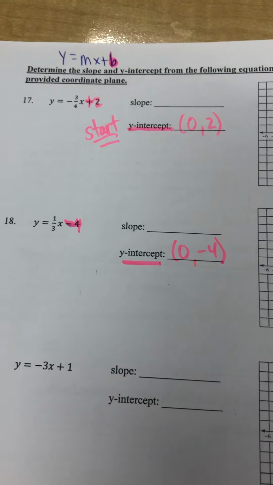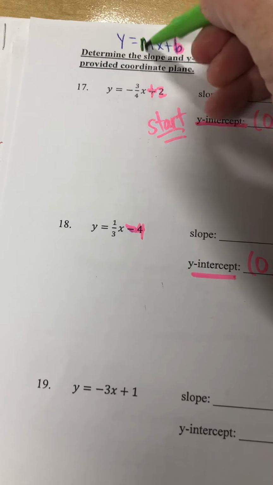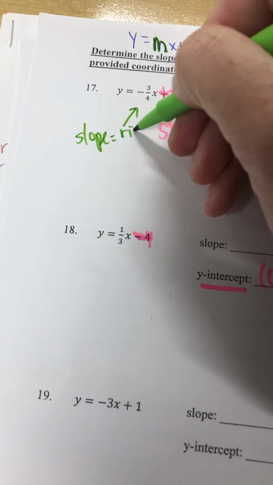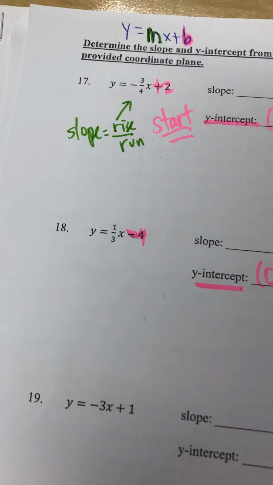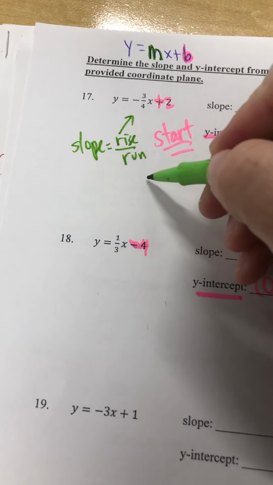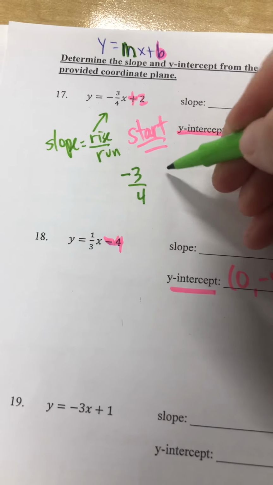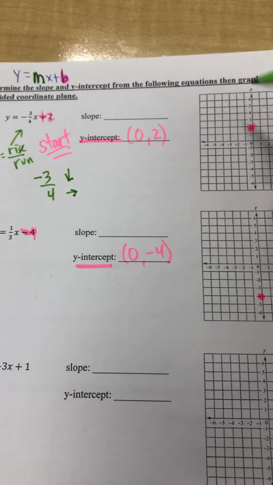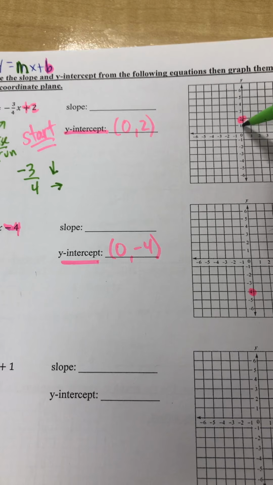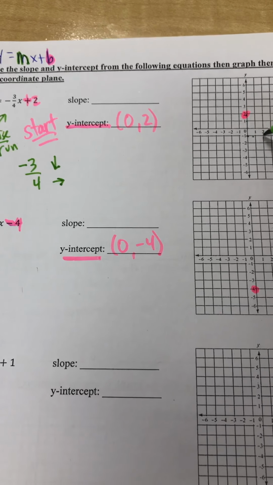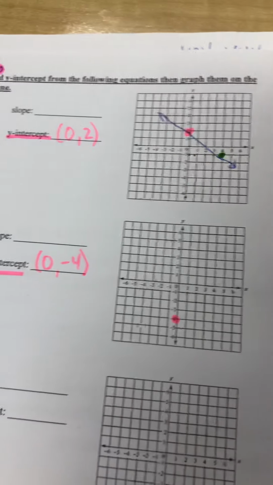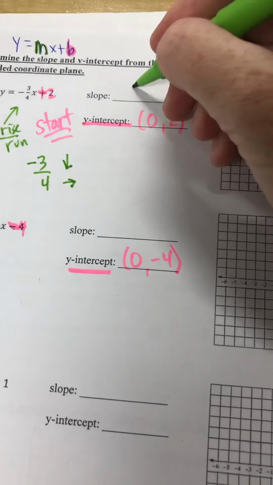Okay, looking at the next part, this right here is my slope, and we know it is rise over run. It says negative 3/4. That means I'm going to go down 3 and to the right 4 from my y-intercept. So starting here at 2, it says to go down 3, 1, 2, 3, and to the right 4, 1, 2, 3, 4. Once I have 2 points, I have a line. Not a very straight line. Oops, I meant to put my slope right here. Sorry about that.